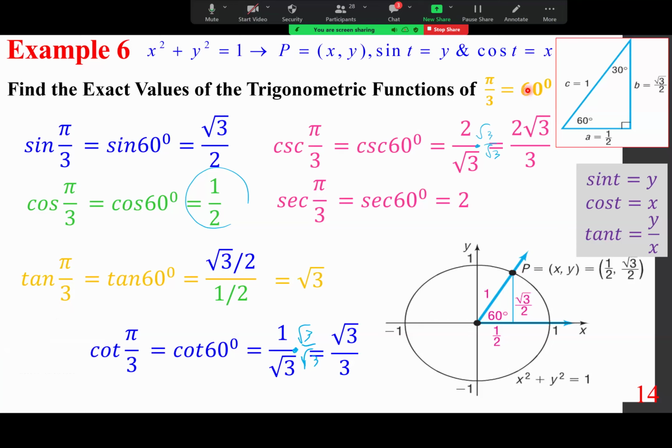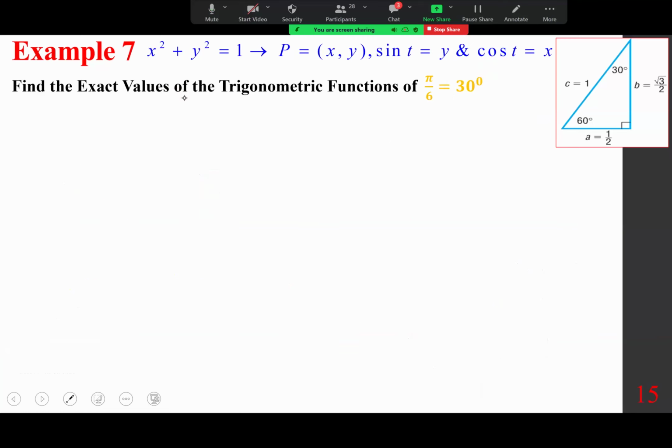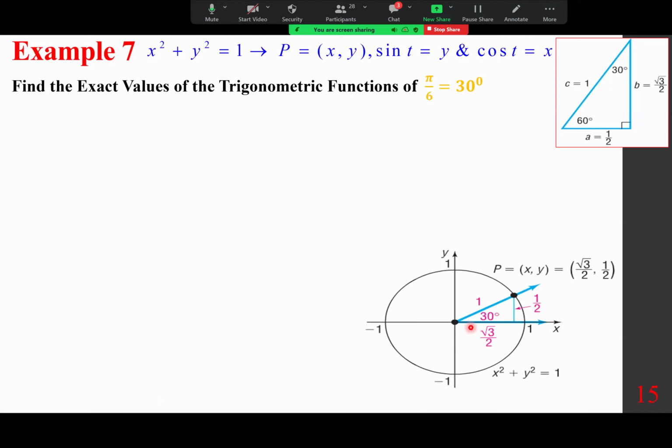So pi over 3 or 60 degrees, we know, again, as long as we know sine and cosine, we can figure out the rest. Let's do 30 degrees. Again, you already can use the triangle and understand the concept of opposite over the hypotenuse and adjacent over the hypotenuse. Or if you lay it down in this manner, this is 1, this is square root of 3 over 2, this is 1/2, and this one has coordinates square root of 3 over 2 and 1/2. This is 30 degrees. Now, x is the cosine, so cosine of pi over 6 or 30 degrees is square root of 3 over 2, and sine is 1/2.